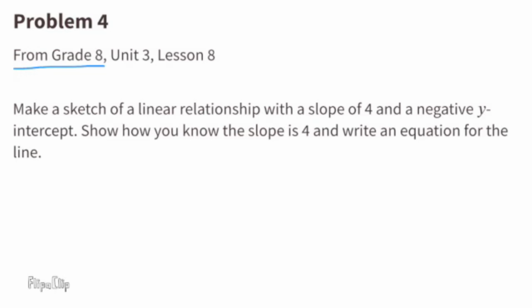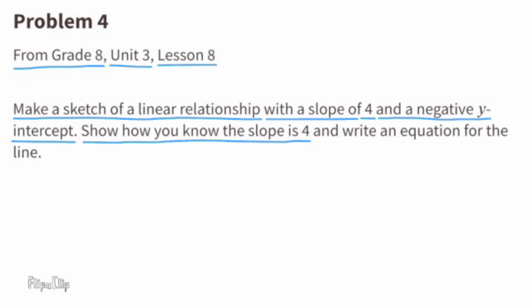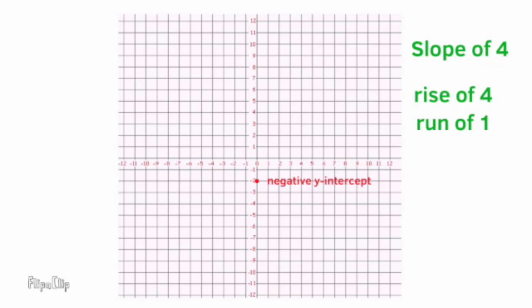Problem number 4, from 8th grade, Unit 3, Lesson 8. Make a sketch of a linear relationship with a slope of 4 and a negative y-intercept. Show how you know the slope is 4 and write an equation for the line. The first thing I'll do is put a point somewhere on the y-axis but below the x-axis. This way I know that it will have a negative y-intercept. I can start at this point for the y-intercept and move up 4 units and then to the right 1 unit because it has a slope of 4.